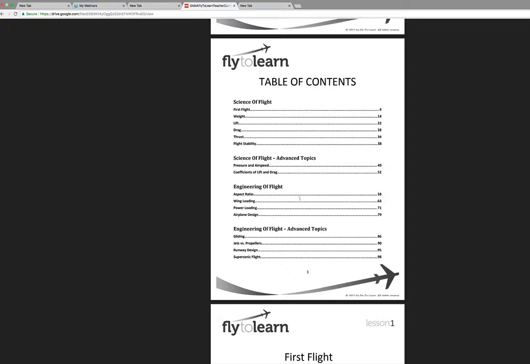All right, so there are 1, 2, 3, 4, 5, 6 basic science of flight lessons. There are advanced topics, which you don't even need for the competition, but they are there if you want to take a deeper dive with your other students or teachers you want to understand more. In engineering of flight, we go from science to applied. We talk about aspect ratio, wing loading, power loading, airplane design. By the 10th lesson, you're actually designing this. Now, advanced topics wise, you have gliding, jets, runway design, supersonic flight. Okay?